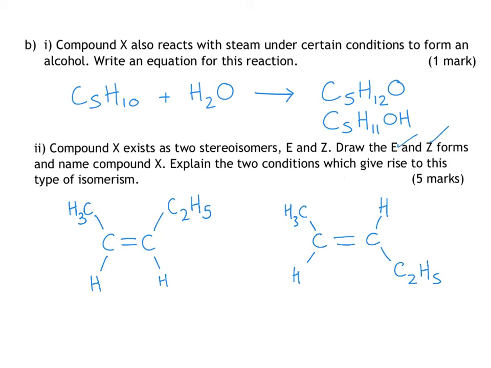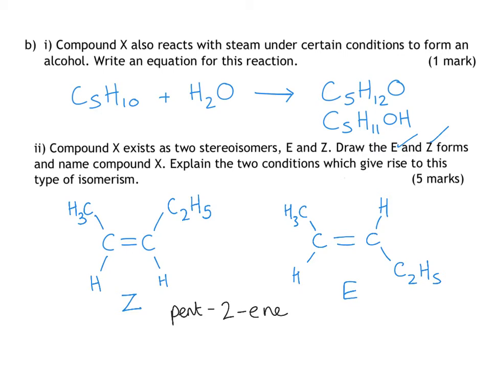Done. Let's label them. So E would mean that they are across from each other, so that would be this form here. Z would be that they're on the same side. In this case we can just look at the hydrogens. The name of the molecule is just going to be pent-2-ene.